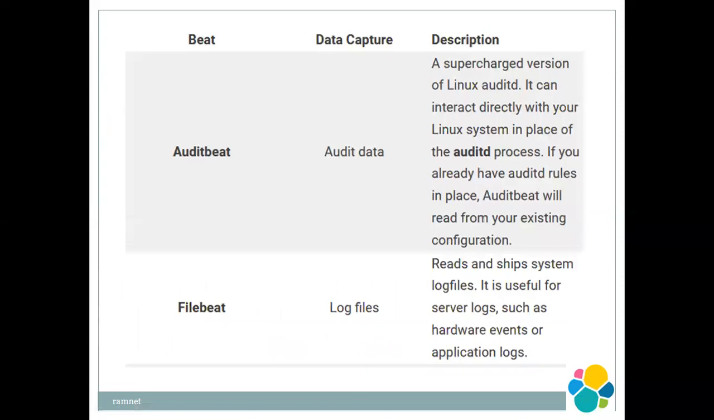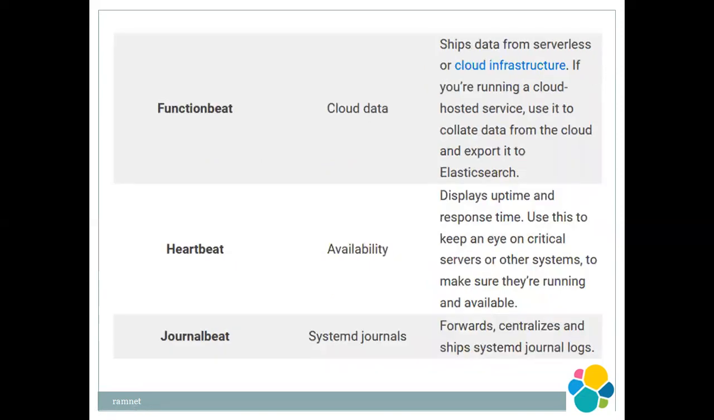So this is how it has been working: Beat, data capture, and descriptions. Auditbeat, Filebeat. Each has a different way of handling log streams. Auditbeat is audit data, Linux auditd. Filebeat is log files, normal log files, syslog files, some other files like that. Functionbeat, cloud data. This comes under the cloud infrastructure. If you are running a cloud hosted service, use it to collect the data. Heartbeat, availability. It tells you about your uptime and response time for the server. Journalbeat, systemd journals. It forwards, centralizes, and ships the systemd journal log. It's like syslog only.